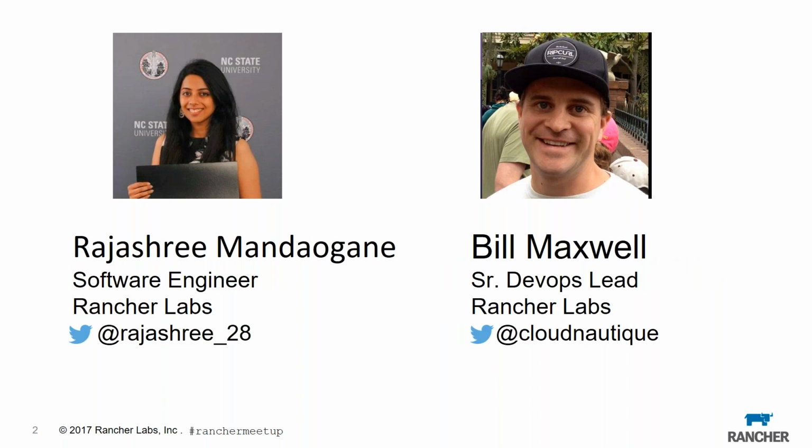Rajashree is joining us. She's one of our software engineers. She is going to be talking about webhooks. Hi, Rajashree. Then we're also joined by Bill. Bill Maxwell has been on a number of these meetups you've seen in the past. He is our senior DevOps lead, and his discussion today is going to be talking about all the new secret management stuff in Rancher. Bill, are you there? Hey, how's it going?